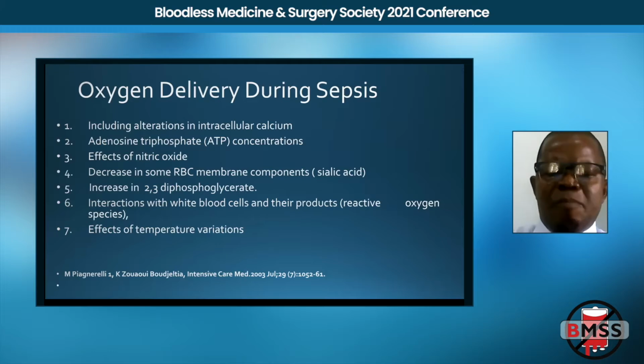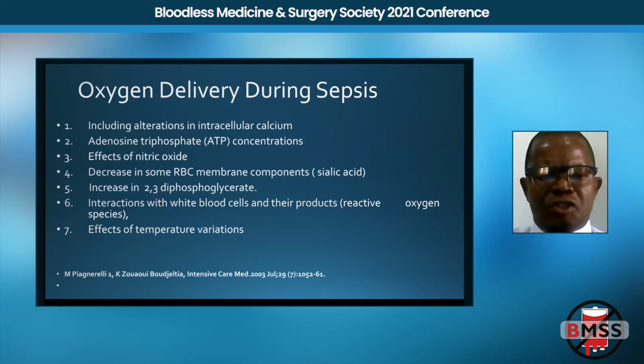The membrane component of red cells is also destroyed, especially by salicylic acid. What helps in adaptation is an increase in 2,3-DPG, which favors releasing oxygen to the tissues where it is needed. This happens as a response to sepsis.